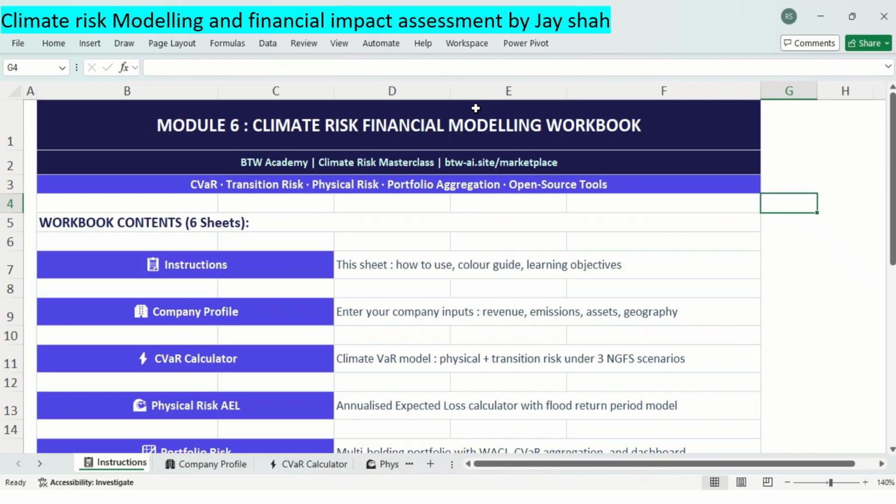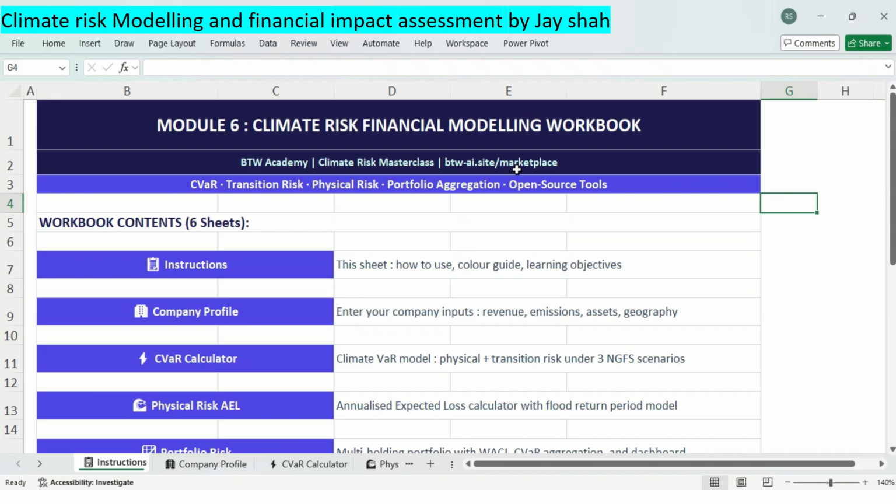Hello everyone. So now let's start with the climate risk financial modeling workbook, which is the climate risk assessment, and which is very important to understand through the Excel. You will understand lots of things about how this sheet works through the climate risk assessment, including the transition risk and the physical risk assessment.